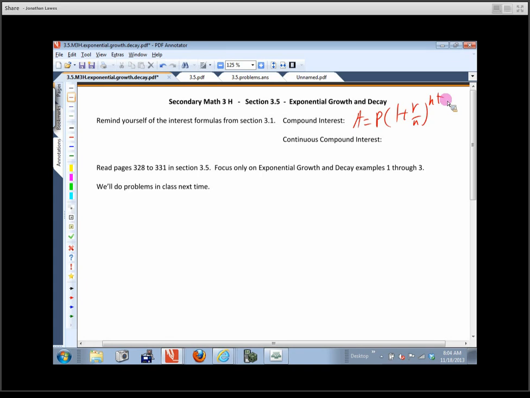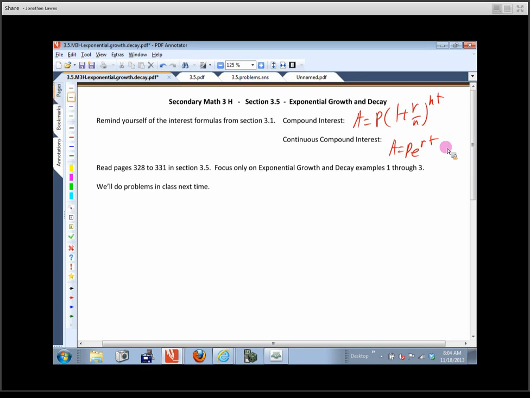That was for compound interest, so if they compound quarterly or monthly or something like that, you have to use that formula. It's a little bit more complicated than continuous compound interest. That one was pretty darn easy. It was just PERT, P-e to the rt. Very easy to remember, and we're actually going to use that one in today's assignment.